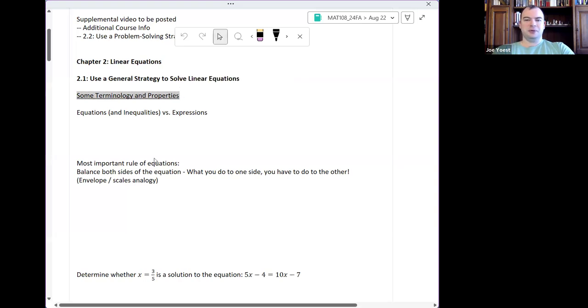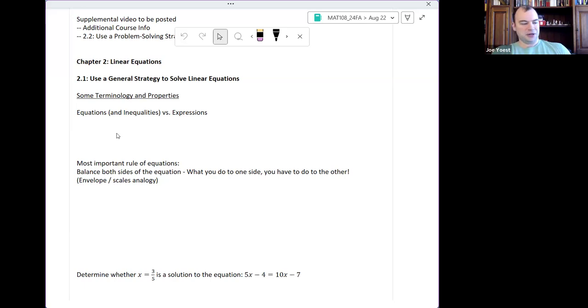So starting with 2.1, using a general strategy to solve linear equations, we're going to start off with some terminology and properties. Again, this might be more familiar to you, might be a little less familiar to you. We're just going through all of this so everybody's on the same page, and we have a really solid footing in this important material.